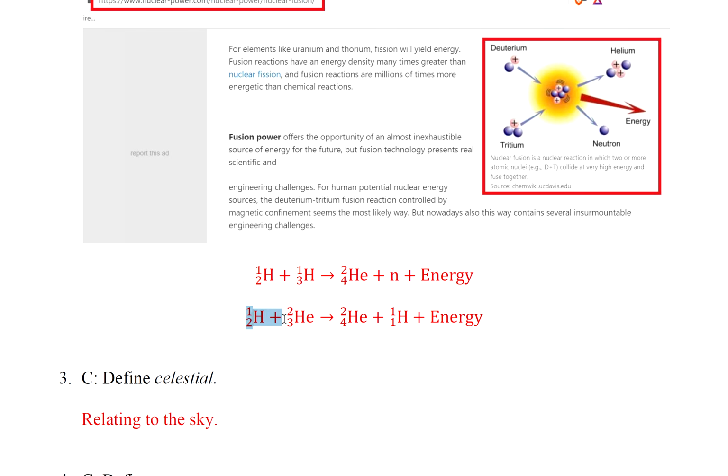Also, hydrogen plus helium becomes helium plus hydrogen plus energy. But this is helium with 1 neutron. It ends up becoming helium with 2 neutrons.